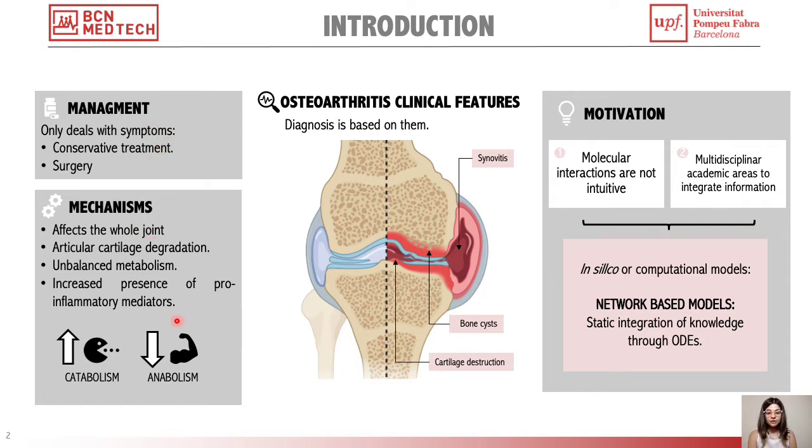Mechanisms are not fully understood, but we know that they affect the whole joint. Also, chondrocyte, the only cell type of cartilage, becomes a catabolic cell. In fact, degrading events are higher than the anabolic ones. We know that the catabolic response is driven by inflammatory mediators, but interactions are by no means intuitive.